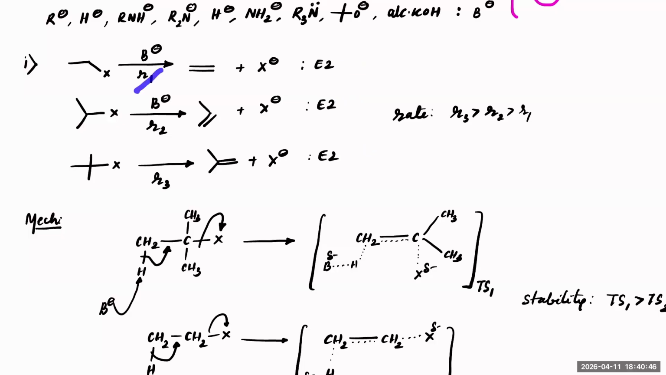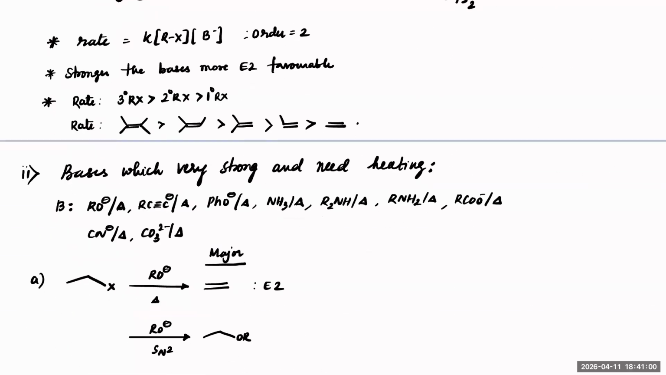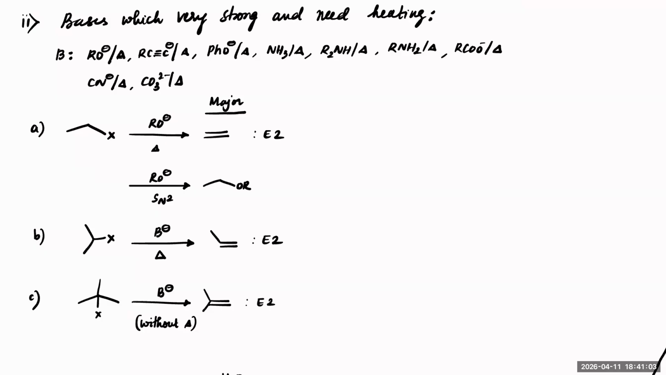But if your rates are for R1, R2, and R3, you will notice that R3 will have a stronger rate because of the stable alkene. The stable alkene will always make for a better rate of E2. Next, don't worry about the mechanism, we have discussed it already. Check out bases which are very strong and need some heating, like RO minus and heat, RC triple bond minus and heat, phenoxide and heat, ammonia and heat, secondary amine and heat, primary amine and heat, acetate and heat, cyanide and heat, carbonate and heat.